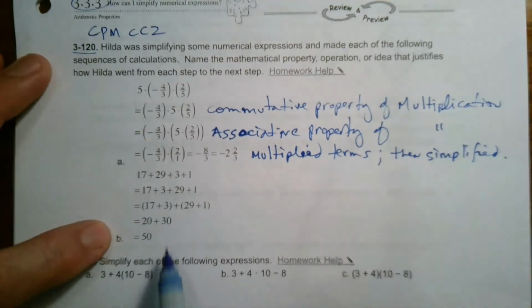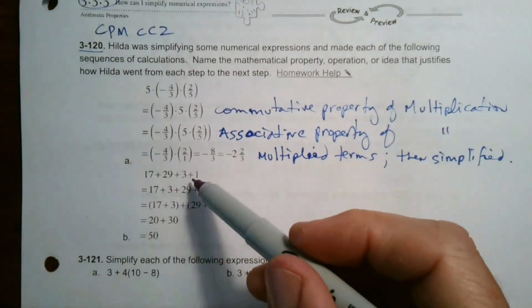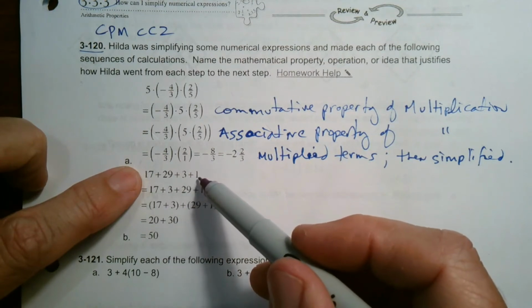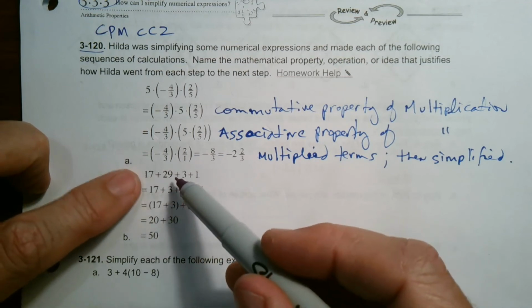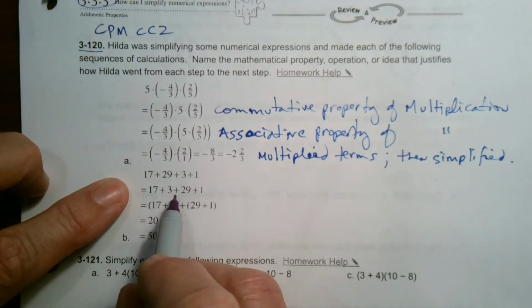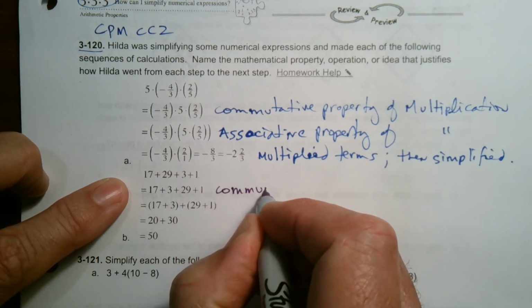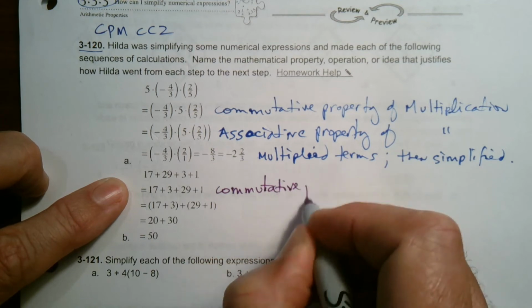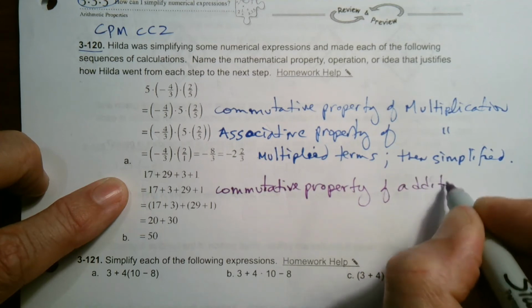Now for part B, what do we have? For this one, the original problem is 17 plus 29 plus 3 plus 1. From here to here, what took place? What do I see that's different? The 17 is in the same place, but the 29 and 3 switched places. When you take two numbers and switch them around, in this case addition, this would be the commutative property, the commutative property of addition in this case, not multiplication.